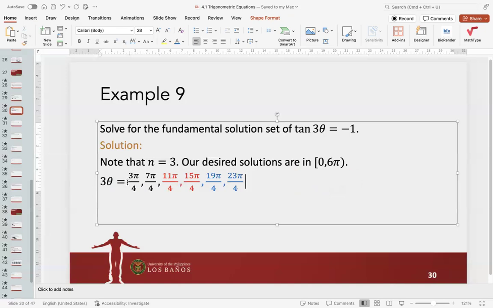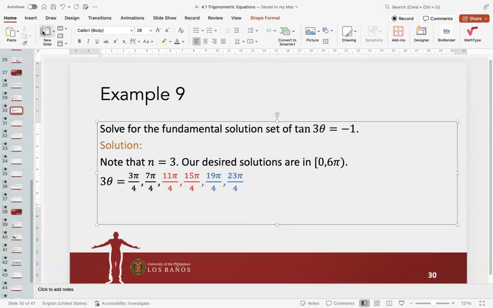So the black one, this one, is from 0 to 2 pi. And then the red one would be from 2 pi to 4 pi. And then the blue one would be from 4 pi to 6 pi. Okay? But then again, these are not yet your final answer. We have to still divide everything by 3 or multiply everything by 1/3.